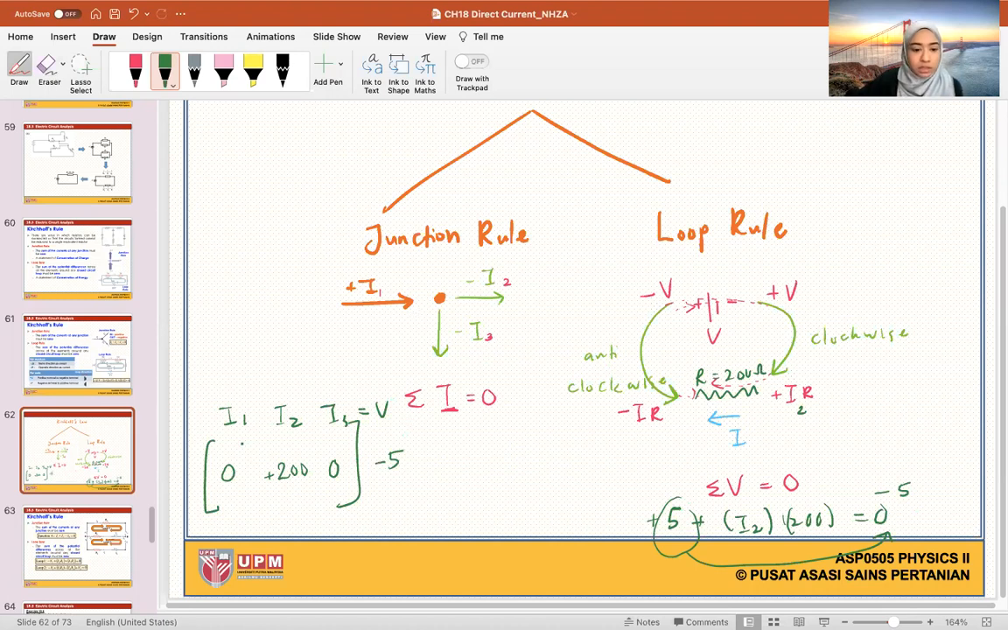And for this equation, I1 is positive, positive 1. I2 is negative, negative 1. I3 is negative, negative 1. There's no voltages in the junction rule, so it is always equal to a 0. Okay? And assuming that we have another equation, blah, blah, blah, something over here.